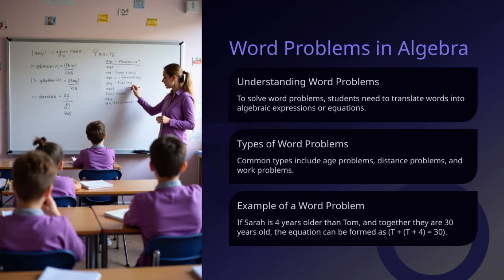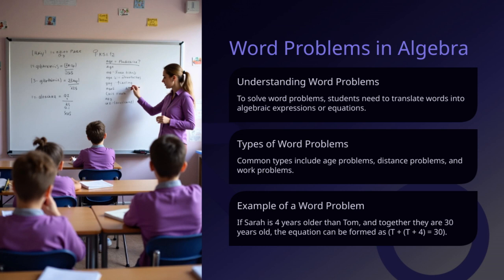Now, let's take a look at an example to understand how to set up a word problem. If Sarah is 4 years older than Tom, and together they are 30 years old, we can form an equation to represent that. The equation would be t plus 4 equals 30. This example illustrates a common type of word problem involving age. Other common types include distance problems and work problems.